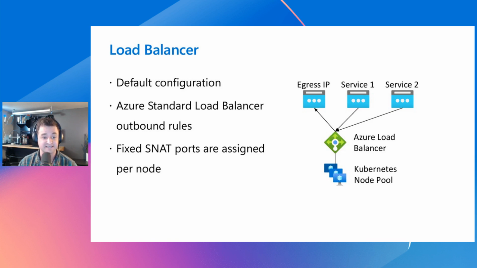And this is the default configuration. It's just an Azure standard load balancer, and it uses the load balancer rules, and it has fixed NAT ports that are assigned per node on node creation. And you can see this traffic flow. The Kubernetes node pool goes to the Azure load balancer out through the egress IP, and then any internal traffic or incoming traffic goes back to that same load balancer and is load balanced across your node pool.